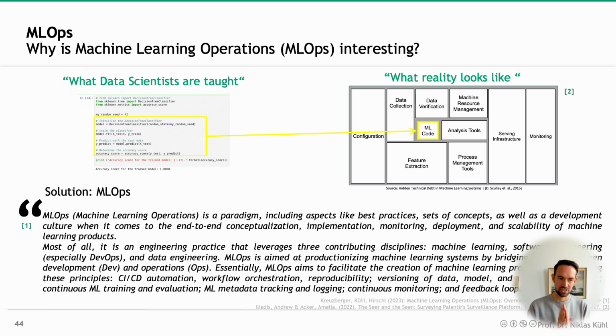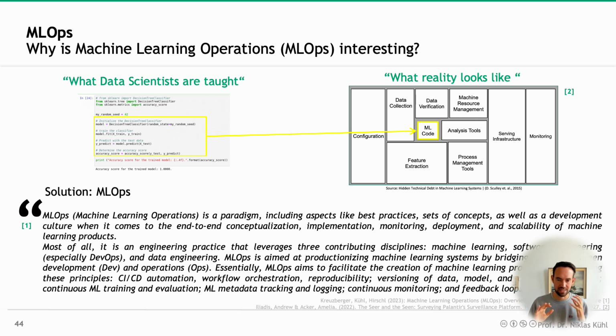And I have the definition here. I'm not going to read it out entirely. I'll link the paper to you. But MLOps, or machine learning operations, it's a paradigm, right? A way of thinking that includes aspects like a set of best practices, a set of concepts, a development culture when it comes to this end-to-end process, this end-to-end conceptualization, implementation, monitoring, deployment, and scalability of machine learning products, right? It's about building machine learning products. It's not only about the code that 99% of people talk about, but it's this entirety, this end-to-end process.